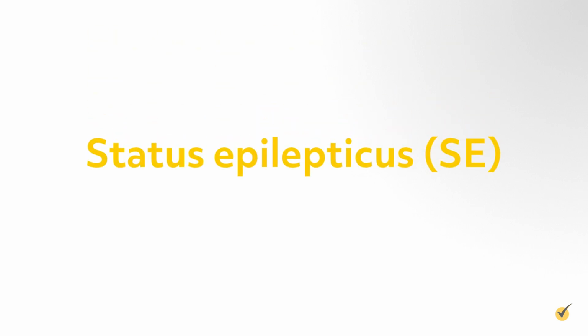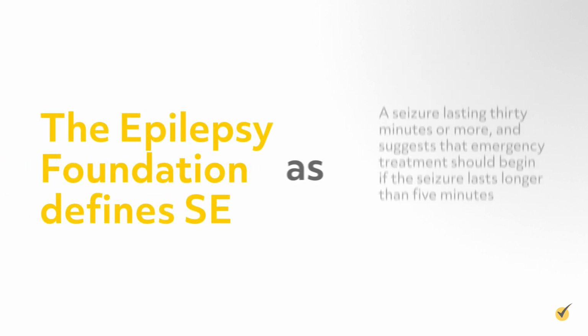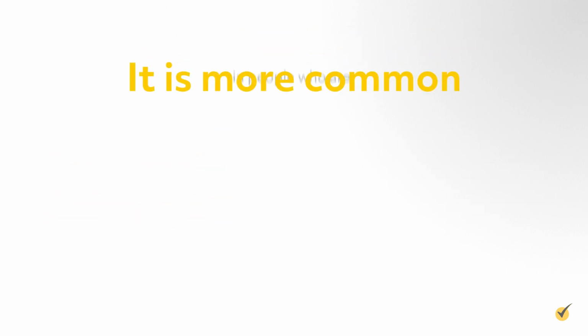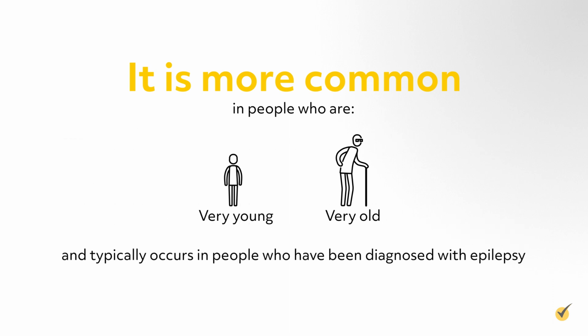The last seizure we'll look at today is status epilepticus, or SE, which literally means a constant state of seizure. The Epilepsy Foundation defines SE as a seizure lasting 30 minutes or more and suggests that emergency treatment should begin if the seizure lasts longer than 5 minutes. It is more common in people who are very young or very old and typically occurs in people who have been diagnosed with epilepsy.